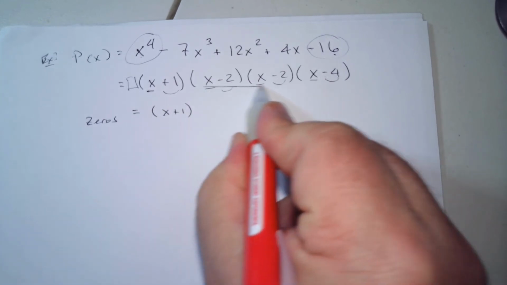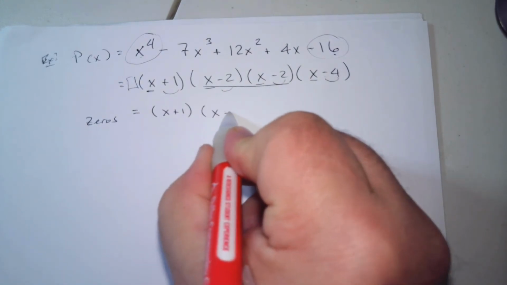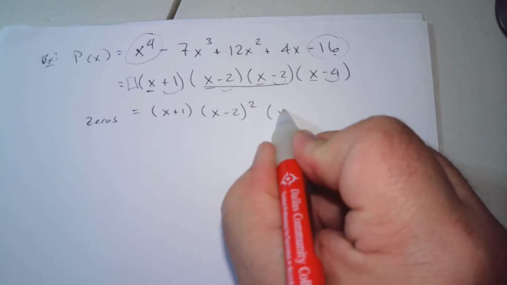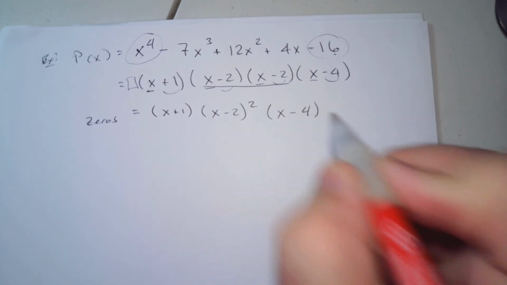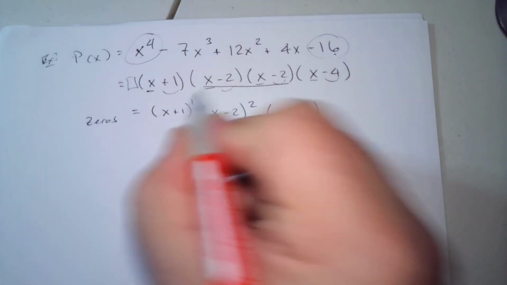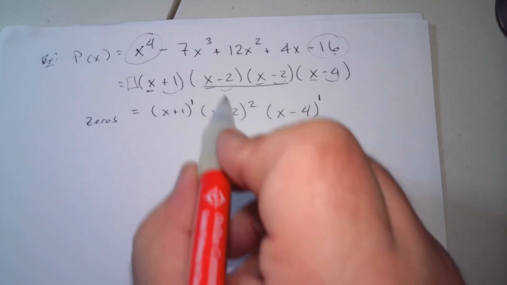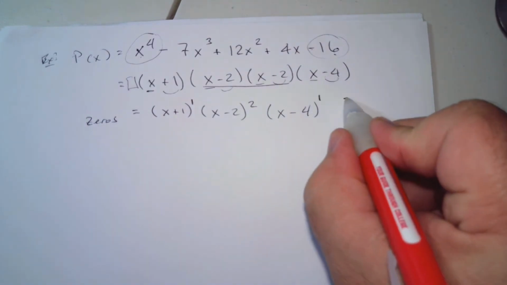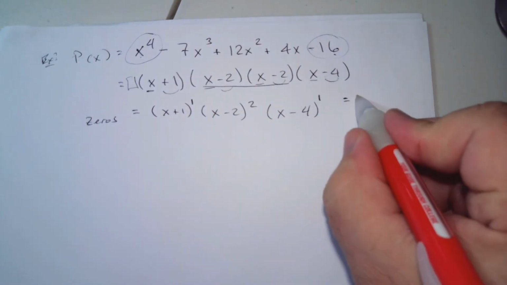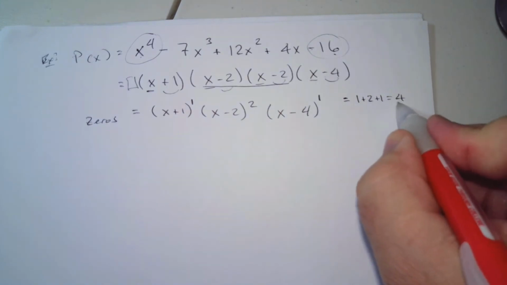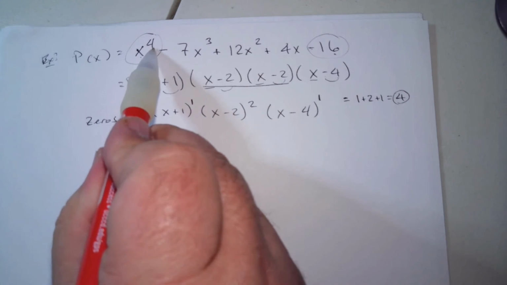So we see that these 2 are the same. So we have x minus 2 squared, since there's 2 of them. So this is a 1, and that's a 1. It only occurs one time. So if we add the multiplicities, 1 plus 2 plus 1, we get the degree.